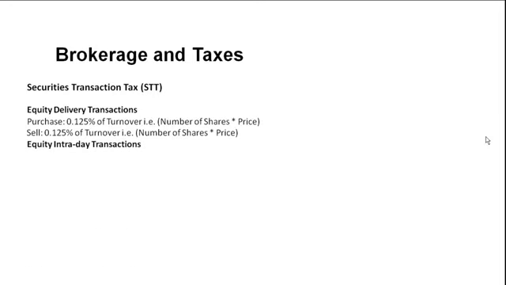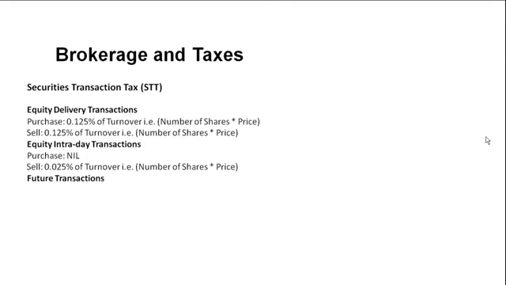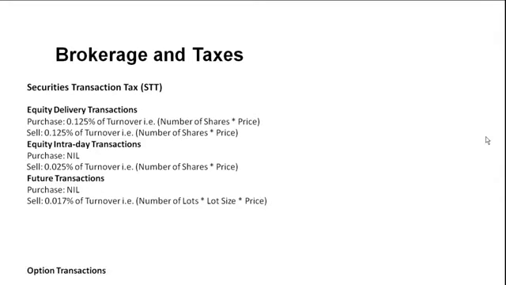For equity intraday transactions, no STT is charged on the purchase of the stock, whereas when we are selling a stock, a 0.025% of turnover is charged as STT. For future transactions, again, there is no STT charged on the purchase of a stock, whereas on selling, a 0.017% of turnover is charged as STT.